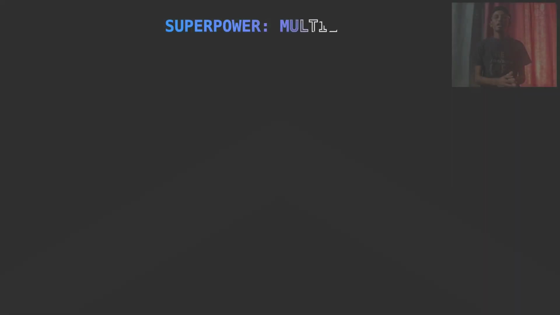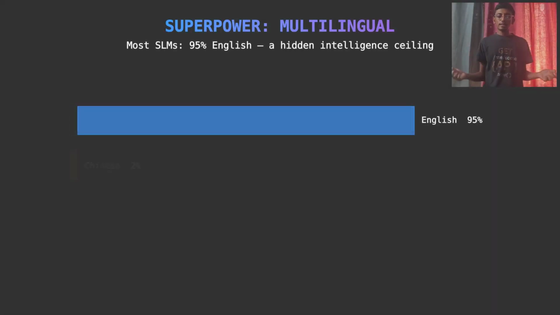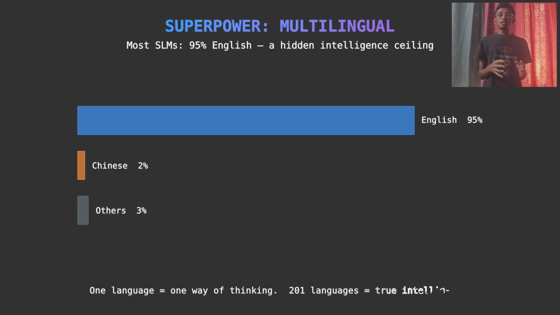Now Qwen 3.5 is not only about the gated DeltaNet, it's about more stuff. Now let's look at language. Most SLMs are trained on up to 95% English data.